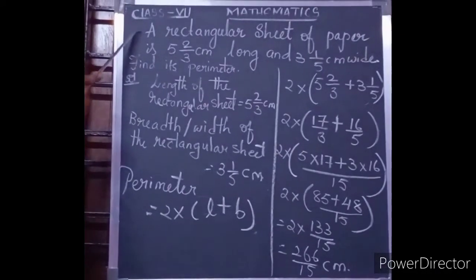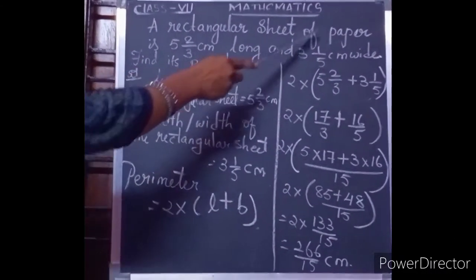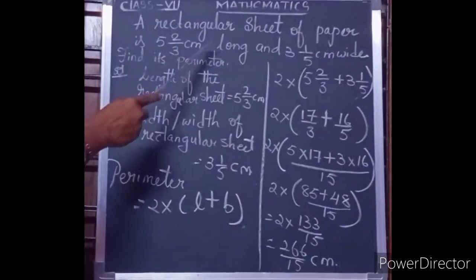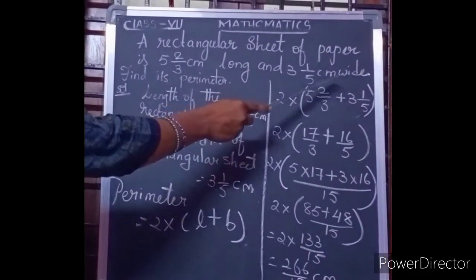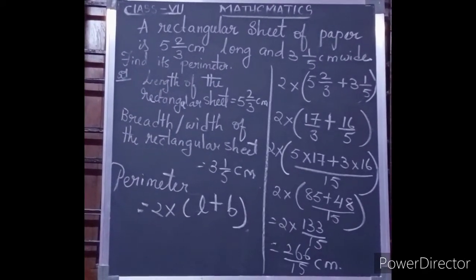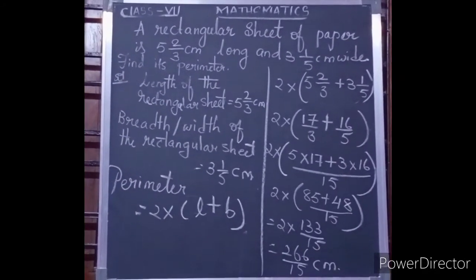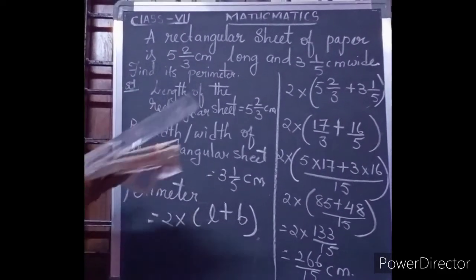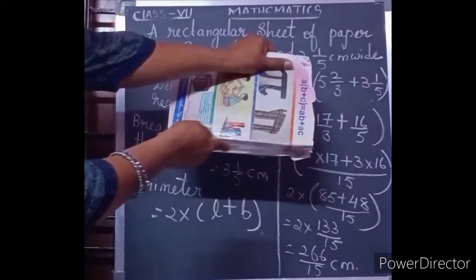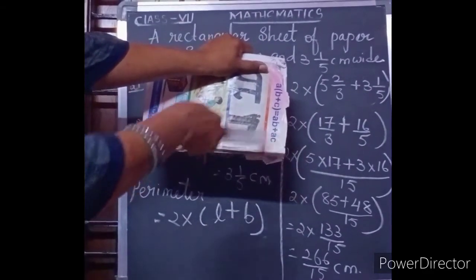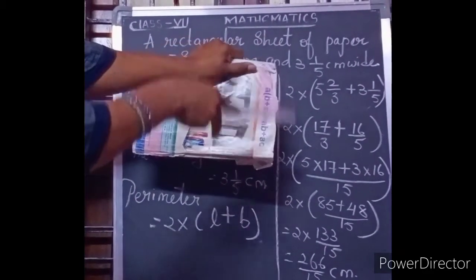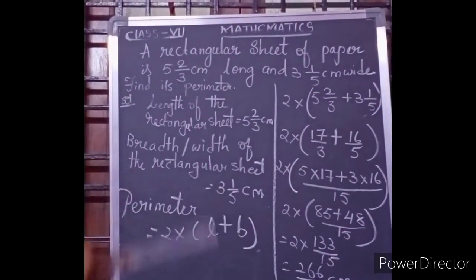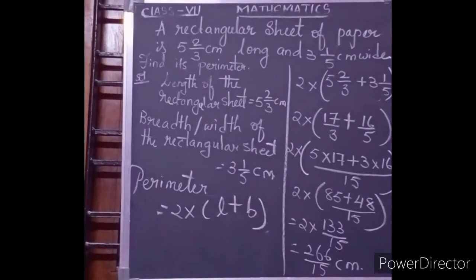Now children, this is the fourth problem. A rectangular sheet of paper is 5 2 by 3 centimeters long and 3 1 by 5 centimeters wide. Suppose this is a rectangular sheet. This is the length and this is the width, or breadth. Now we have to find the perimeter.